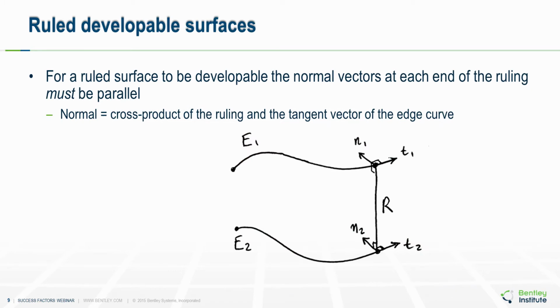So there's an additional constraint for a ruled surface to be developable. And this constraint is that the normal vectors at each end of the ruling line must be parallel, i.e. facing the same direction. So if we look at this example here, we have two edges to the surface, E1 and E2, and then a ruling line that joins those two together, a straight ruling line. If you take the tangent vectors at both of the points on the curves, T1 and T2, then if you take the cross product of those with the ruling line, you end up with two normals, N1 and N2, and if they're parallel, then that ruling line is describing a developable surface between those two edges.